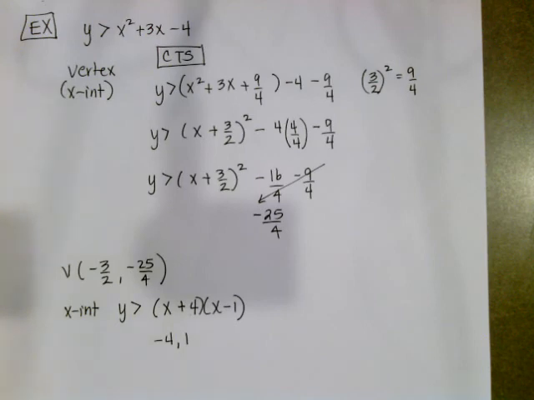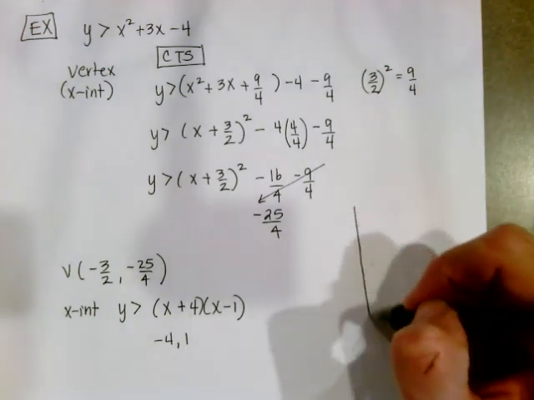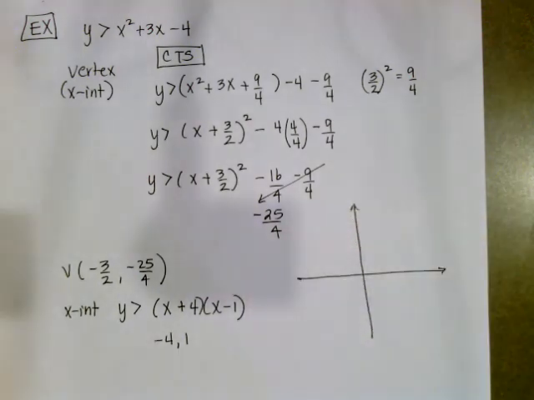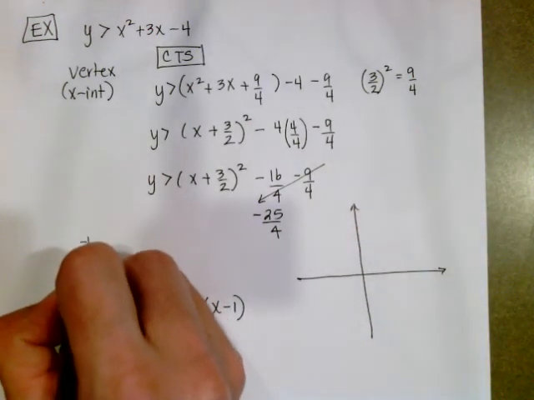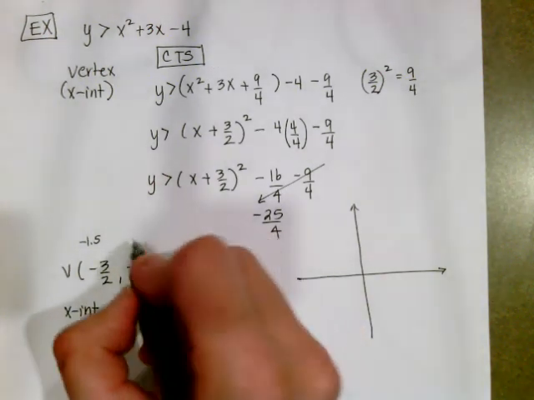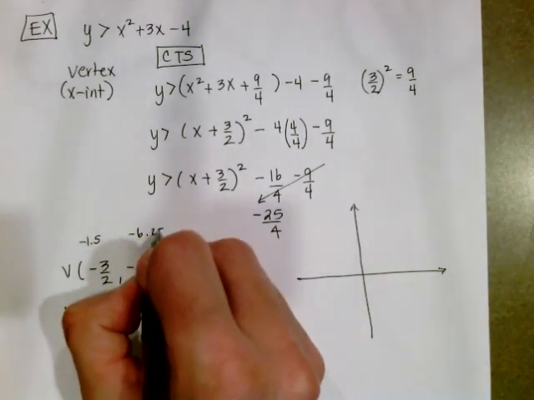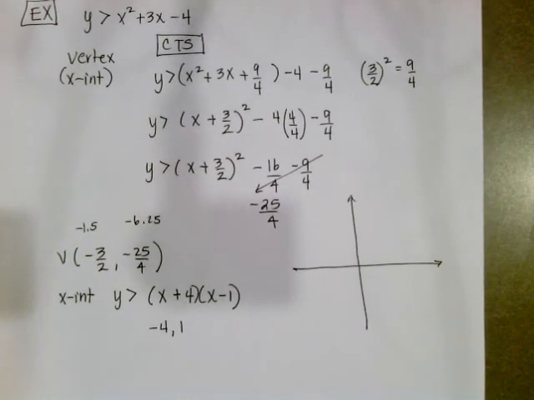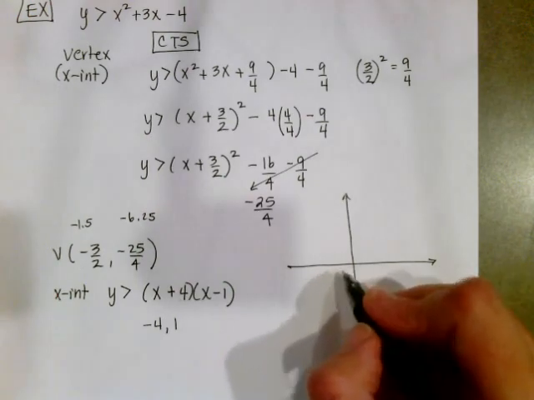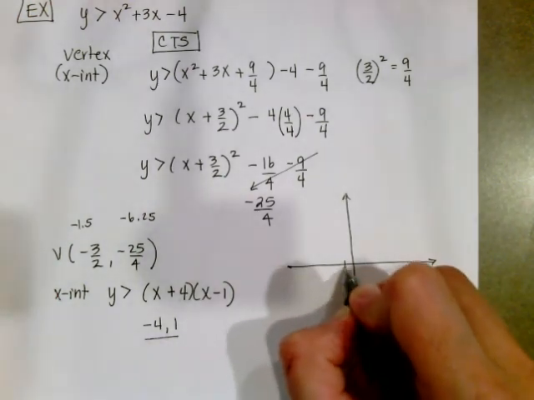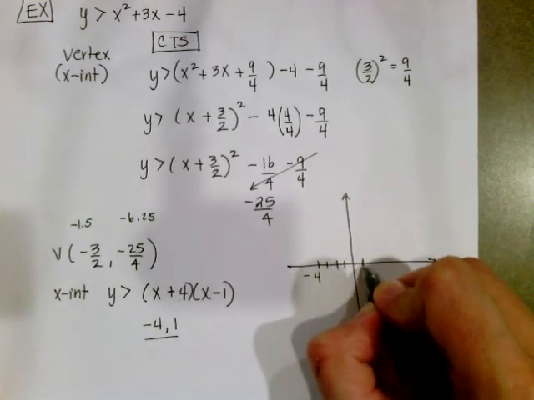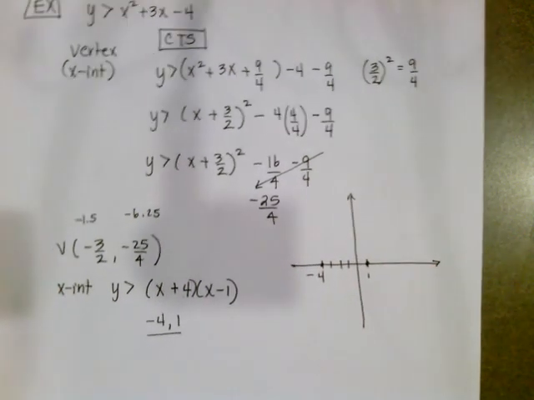So now what I have is enough information to graph. Numbers aren't very pretty, but I'm going to go ahead and graph anyway. So a negative 3/2 is about a negative 1.5, and a negative 25 over 4 is a negative 6.25. So not very polite numbers, but they're okay. Alright, so then I'm going to plot my intercepts. I have one at 1, 2, 3, 4, a negative 4, and one at a positive 1. Put my two intercept dots.